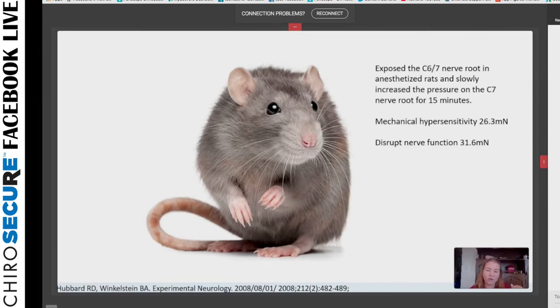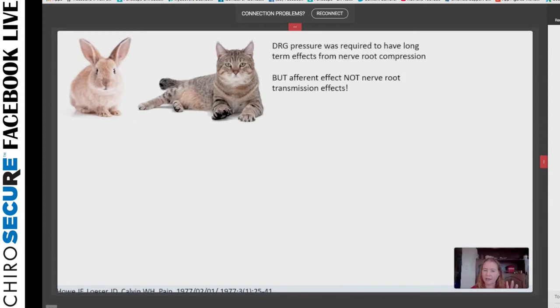The pressure it took to reach symptoms was basically 26.3 millinewtons. But it took more pressure than that before you got a disruption in the action potential flow. You had to get up to 31.6 millinewtons before there was any interference with nerve root transmission. That's really, really interesting because it tells us that it takes less pressure to give you symptoms than it takes to start disrupting the flow of information through that nerve root. So it's kind of a key point there.